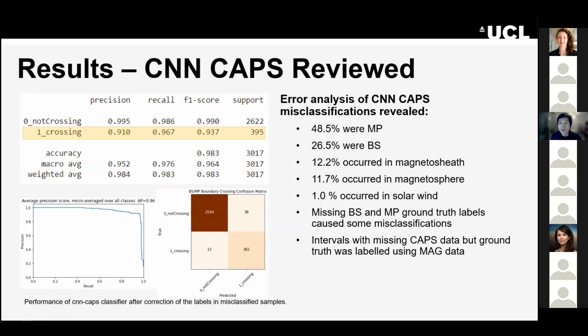So further analysis of the misclassifications made by the CNN with CAPS images showed that the majority of them were actually intervals containing magnetopause crossings. And the next most common misclassification were intervals containing bow shocks. And after correcting some of these labels, we find that actually all 3, precision, recall, and F1, reach over 90% for this particular test data set, which is great.